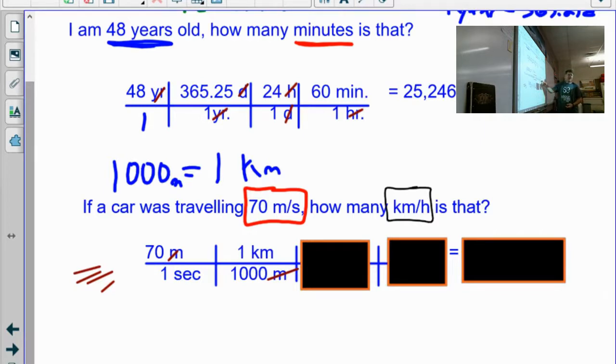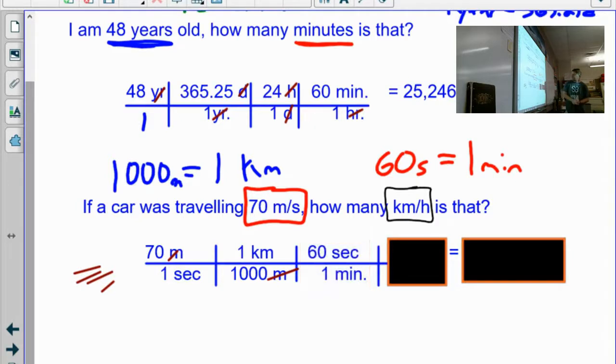Kilometers per, oops, now I got to switch this one, okay? So I'm done on the top though, so I'm good there. And now I just have to focus on the bottom. Well, what do I know about seconds? I know that there are 60 seconds in every 1 minute. So again, how am I going to write that here? Well, here seconds is on the bottom. I need to get rid of it. And so it's got to go on the top. So the 60 seconds is going to go on the top and the 1 minute will go on the bottom. Okay, so here I have my seconds and my seconds, they will cancel out. My answer is in kilometers per minute.